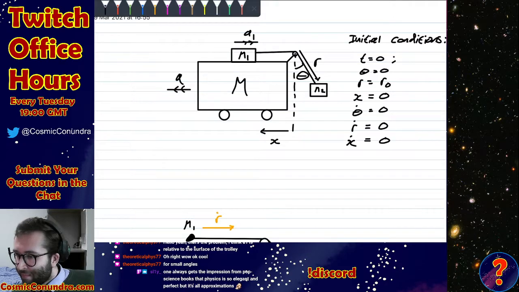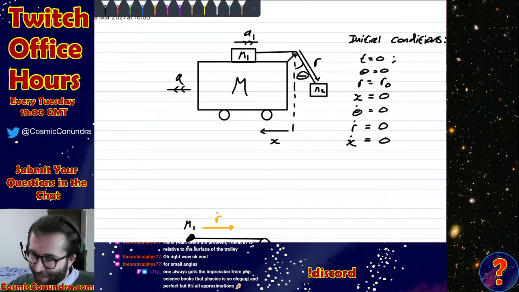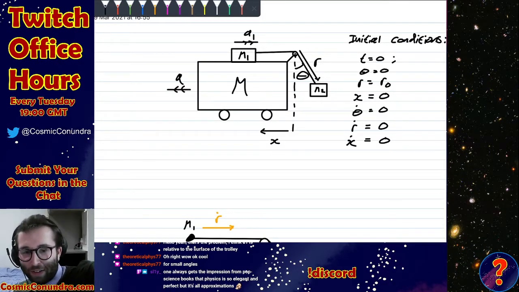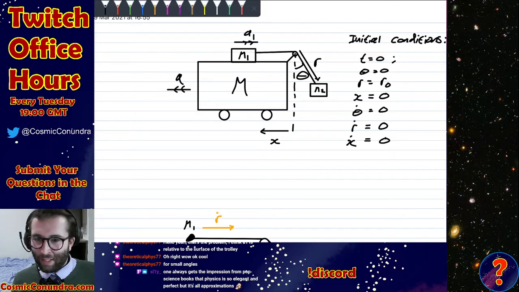Okay. You always get the impression from popular science books that physics is so elegant and perfect, but it's all approximations. I mean, a lot of things are elegant and perfect. Pretty much everything is a simple harmonic oscillator, and if you see the world in that way, then everything is very nice and exactly solvable. But yeah, a lot of physics is quite dirty, and you have to do quite a lot of approximations. But that's part of the fun of it, I think.